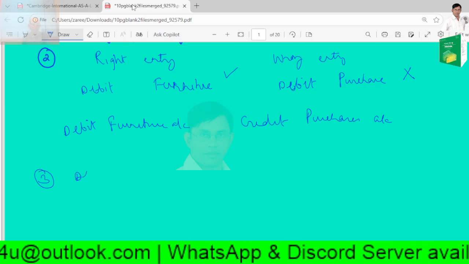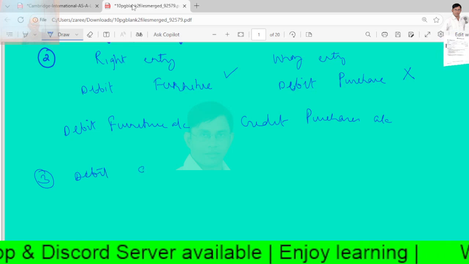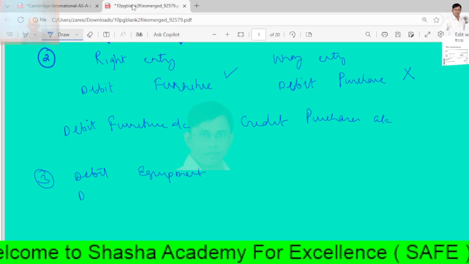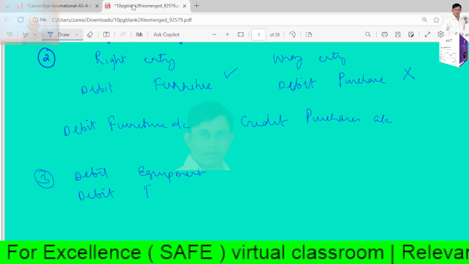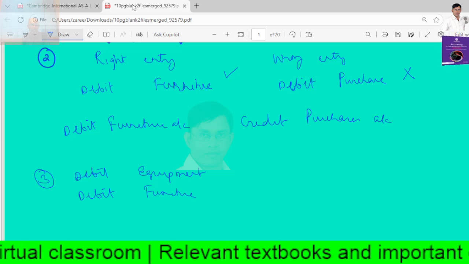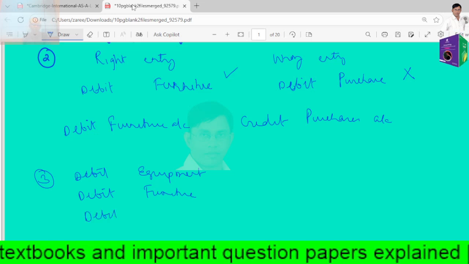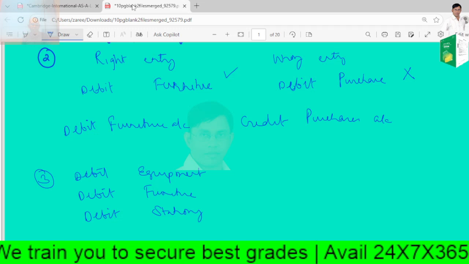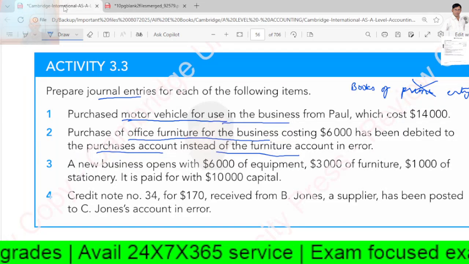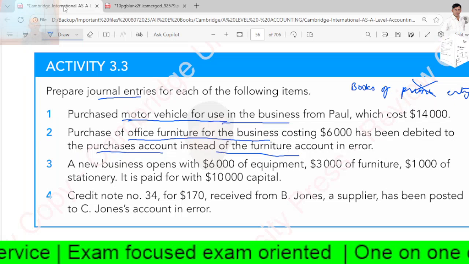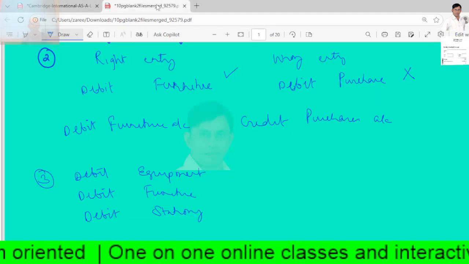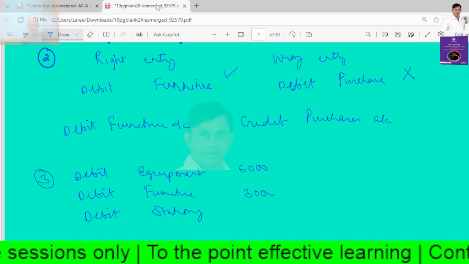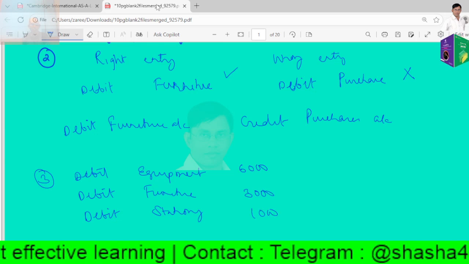Debit equipment, debit furniture, debit stationery. How much? So this is 6,000, 3,000, 1,000. So we have to credit what?